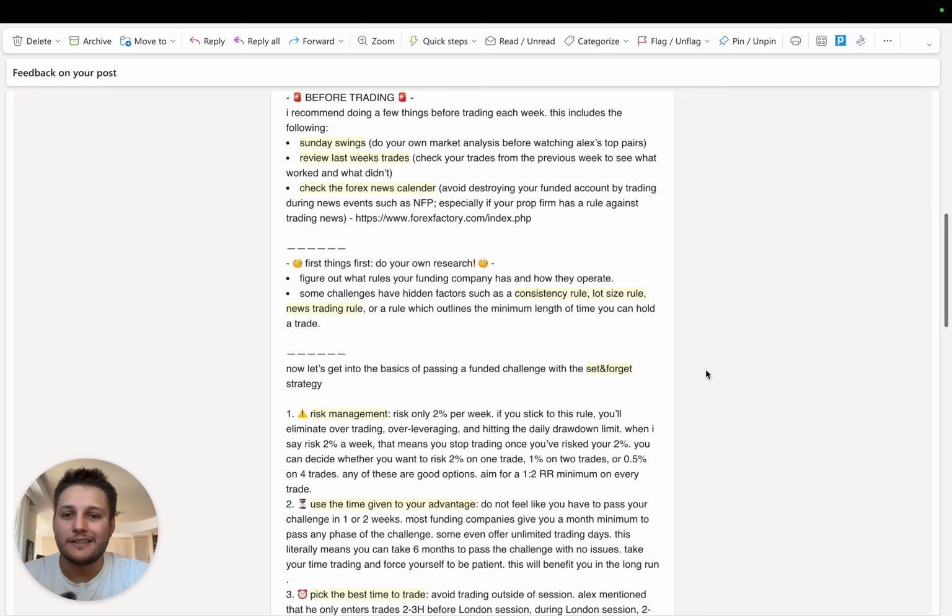Last but not least, actually, most importantly, is to check the Forex news calendar. You don't want to be losing your account due to red folder news events such as the NFP. So make sure to do those things before starting.